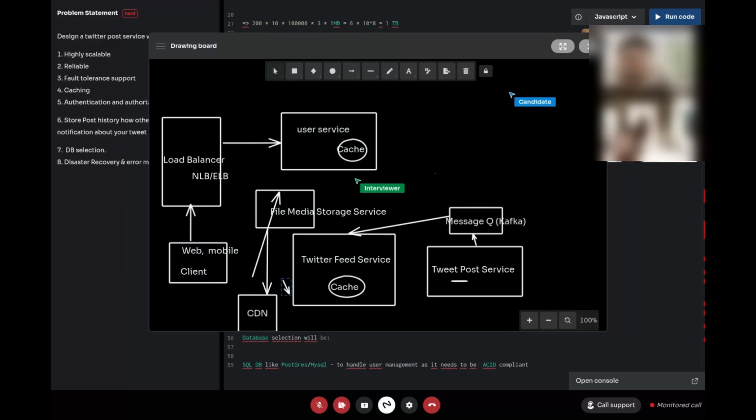I think the audit fields and all can be handled at the data layer. So to add a tweet, we can have basically a user ID, text and tweet ID, and probably if you want to add some tags to the tweet, hashtags and all, we can do that. So this can be an array of hashtags.